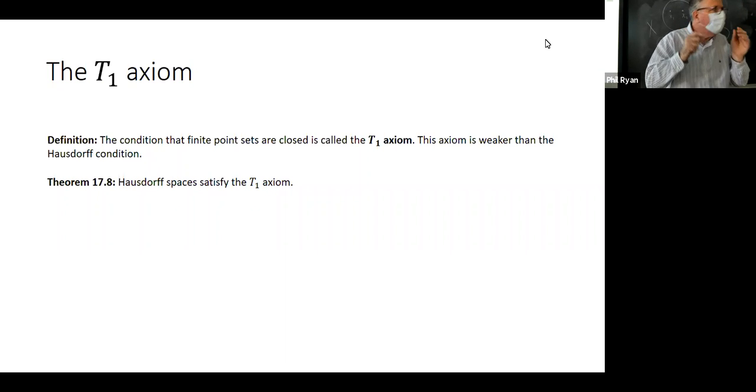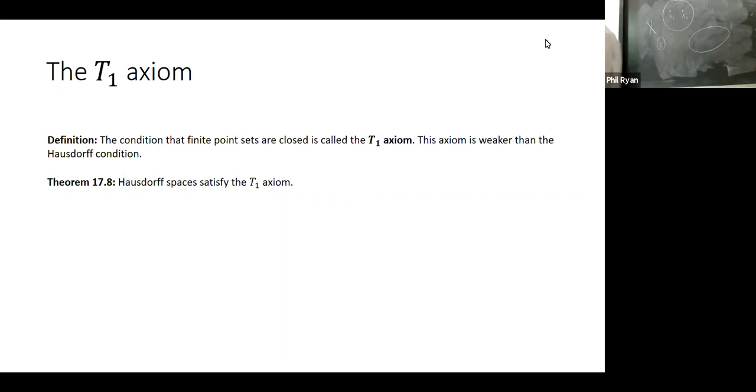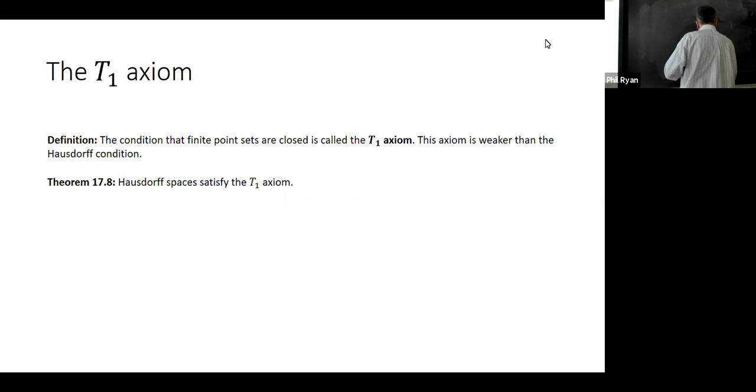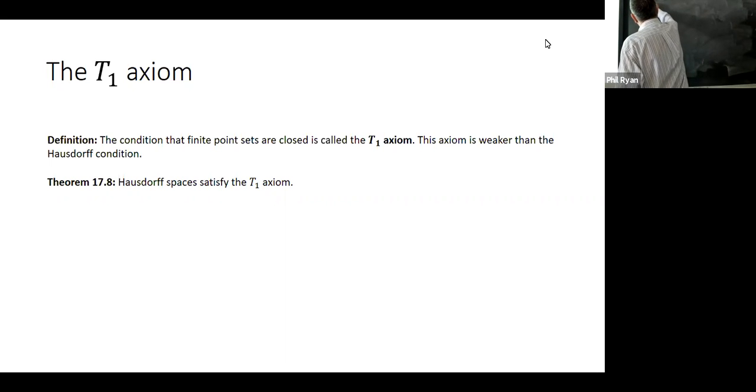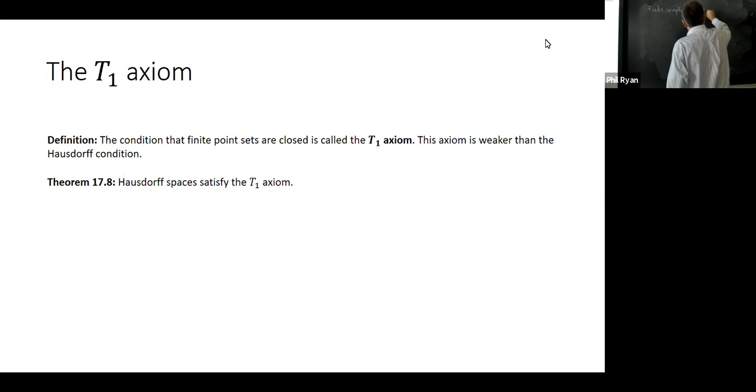So here is a weaker axiom than the Hausdorff axiom. That's the T1 axiom. The condition that finite point sets are closed is called the T1 axiom. This axiom is weaker than the Hausdorff condition. So what's an example of a topology that is T1? The finite complement topology is T1, but not Hausdorff.